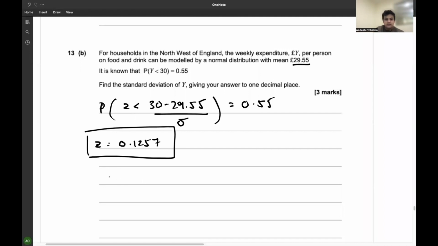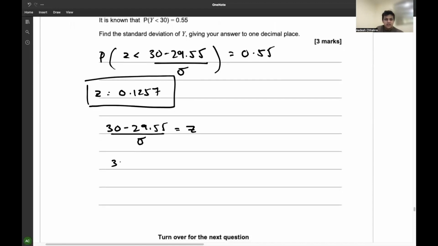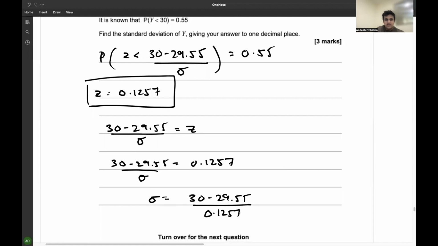Once we have that value from our calculator, we can use our normal model to form an equation such that (30 minus 29.55) upon sigma would be equal to our Z. And thus we know that (30 minus 29.55) upon sigma would be equal to 0.1257. If we rearrange, we should find that sigma is equal to (30 minus 29.55) upon 0.1257, and this then equates to 3.6. And hence we have found the standard deviation to be 3.6.